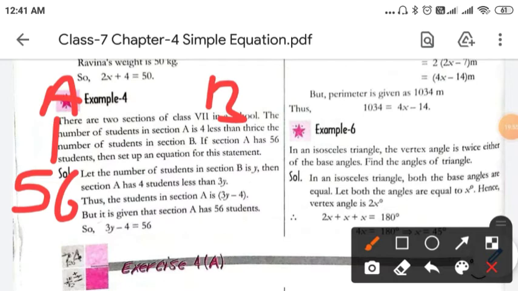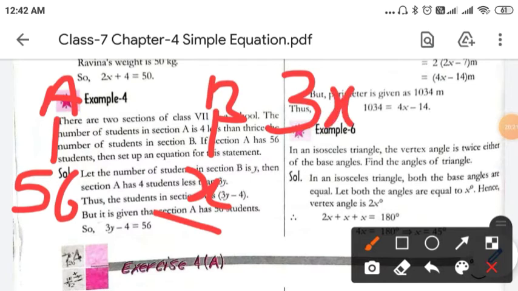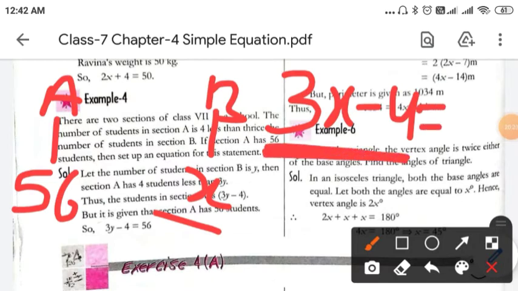So let us assume that the total number of students in section B is x, and correlate this equation with section A. So we have the total number of students in section B as x, and it is given that the number of students in section A is 4 less than thrice the number of students in section B. So the number of students in section B is x, so its thrice is what? 3x, and the number of students in section A is 4 less, so minus 4, which is equal to the total number of students in section A according to the variable of section B, and it is also given as a numerical value, which is equal to 56. So LHS must be equal to RHS.